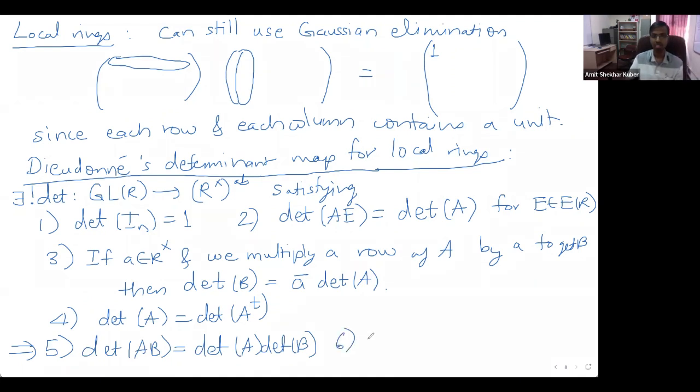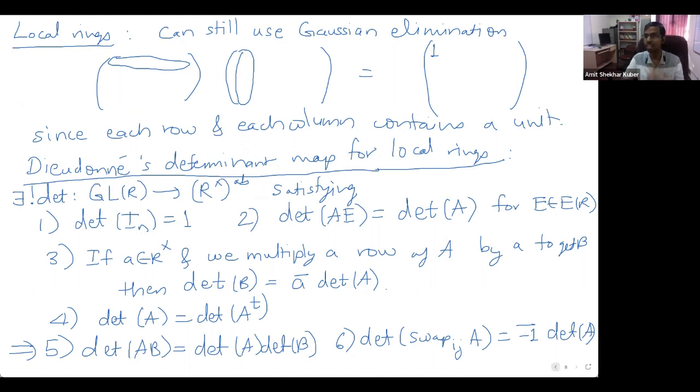Yes, the sixth one is that the determinant of swap ij, just swapping two rows, is -1 times the determinant of A. If you swap two rows, then you will get a -1 sign. So these properties are true.